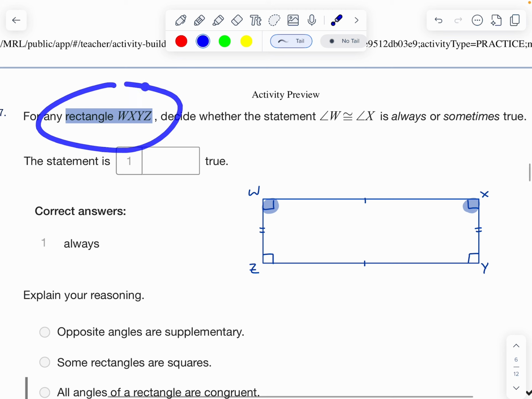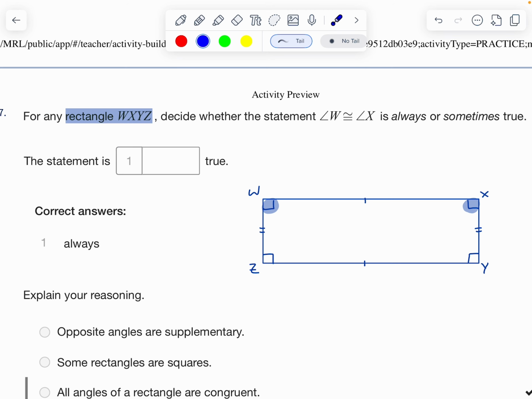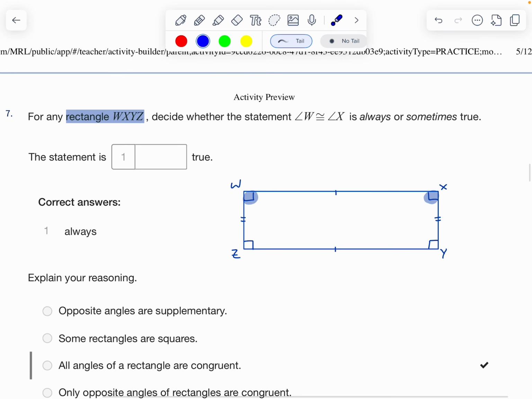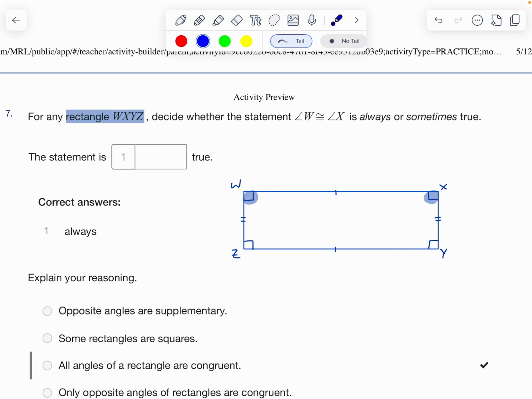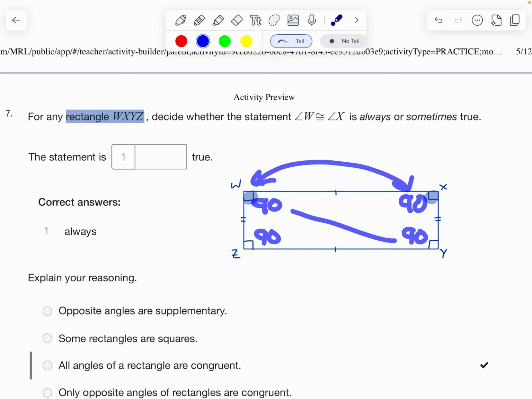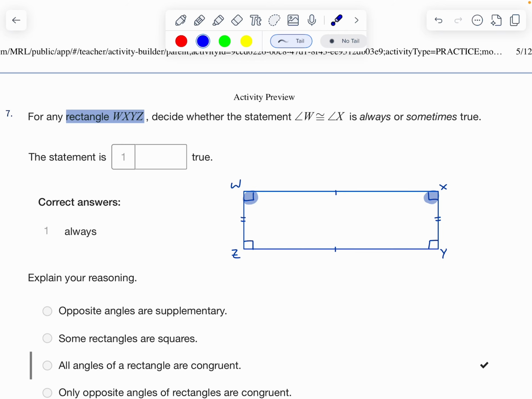For any rectangle WXYZ, decide whether the statement angle W is congruent to angle X is true. Well, this is easy. We don't even really have to draw this out. What do we know about rectangles? All the angles are 90 degrees. So angle W and angle X always have to be congruent. They always have to be because all of these are 90 degrees, whether they were opposite angles or they were consecutive angles. They all have to be congruent. They all have to be 90.